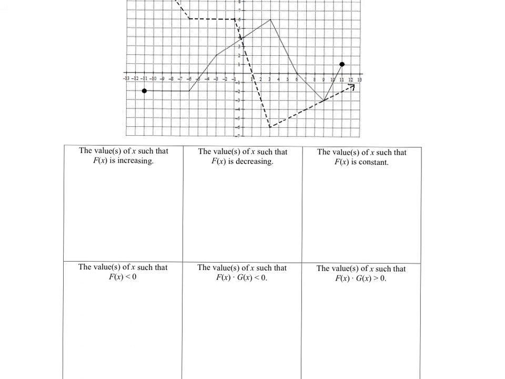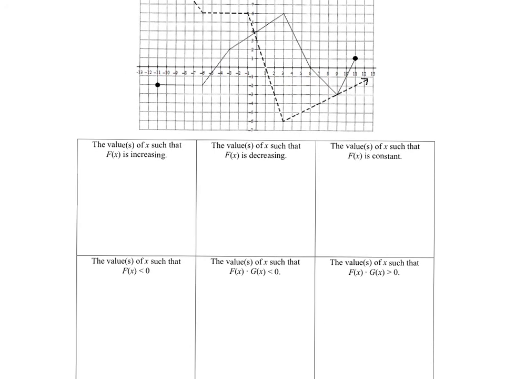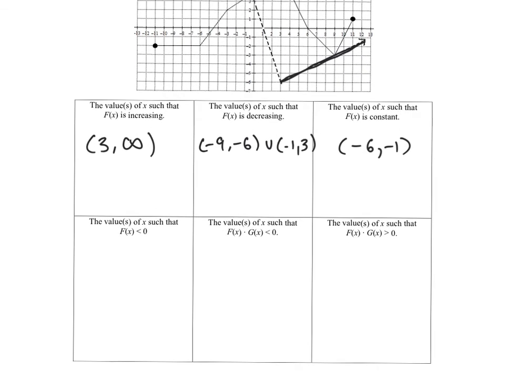So the values of x such that f of x is increasing, all right? And so it's increasing right here on this interval, and it's from 3 to infinity, okay? When f of x is decreasing, well, here we have 2 intervals, and it's at negative 9 to negative 6, and negative 1 to positive 3. And when f of x is constant, okay, we have negative 6 and negative 1, or you could say x is bounded between negative 6 and negative 1. All right.